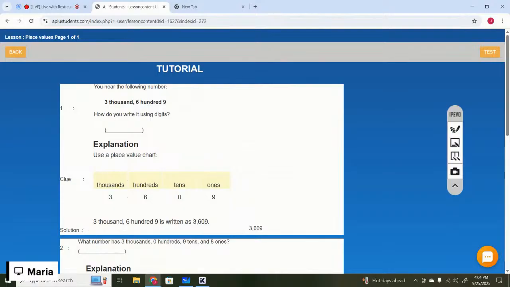So that is 3609. So we are not given the tens. So that means the tens digit would be 0. Let's just start with the test questions.